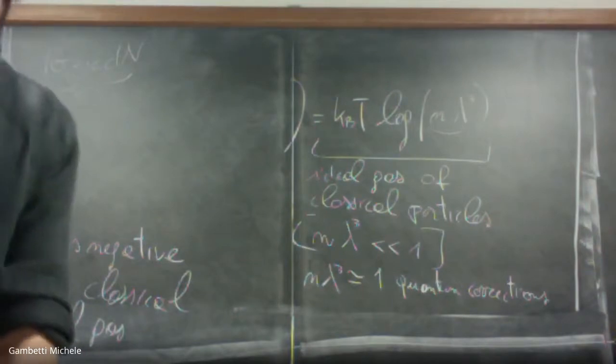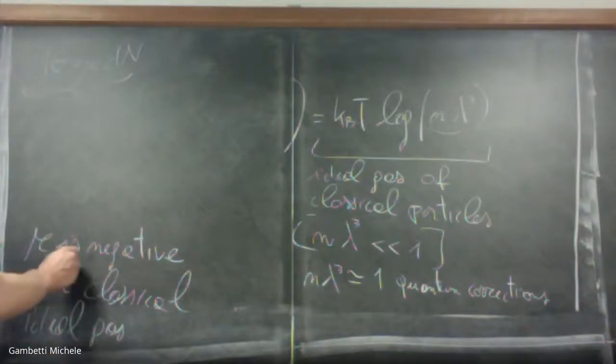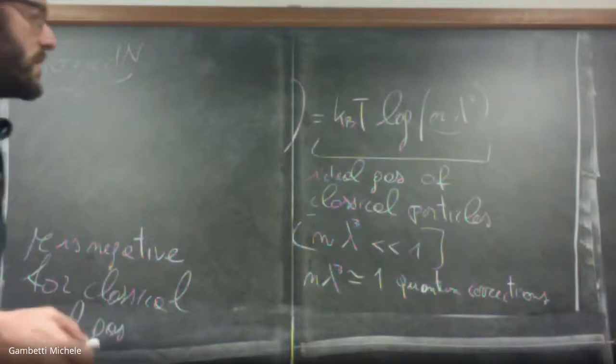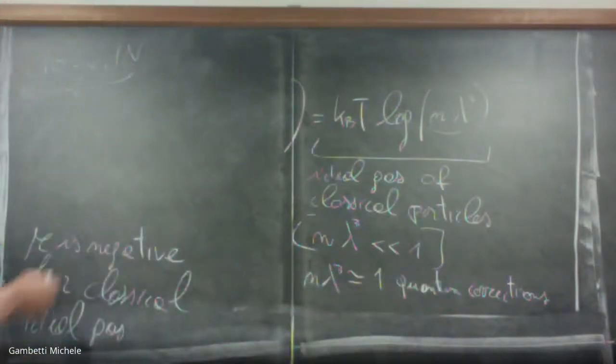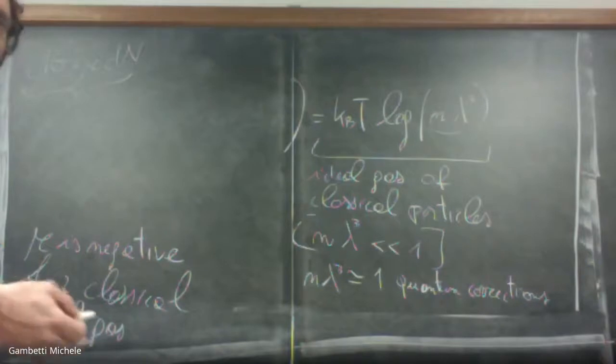So this is the first thing I want to remark. And remember this: now this is negative for classical particles, an ideal gas. And actually, when we introduce the correction from quantum mechanics, we will see that for fermions, this chemical potential can be positive at very low temperature.